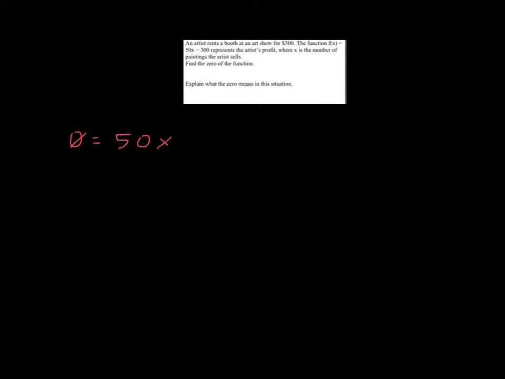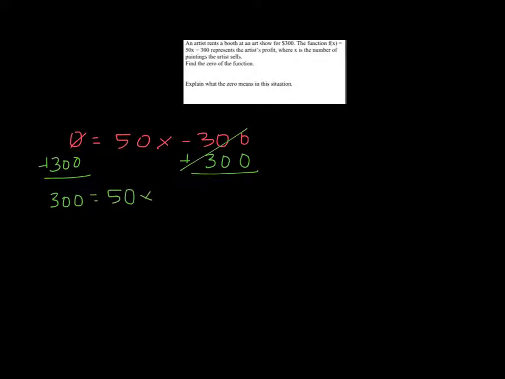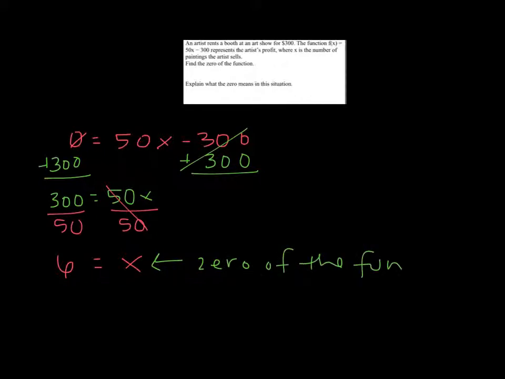So I have 0 equals 50x minus 300. The opposite of subtracting 300 would be to add 300 to both sides, so that's what I'm doing first. Those will cancel, and I wind up with 300 equals 50x. Then from there, the opposite of multiplying by 50 would be to divide both sides by 50. And when I do that, I find out that x has to be equal to 6. So I know that this represents the zero of the function, okay, or the x-intercept of the function.